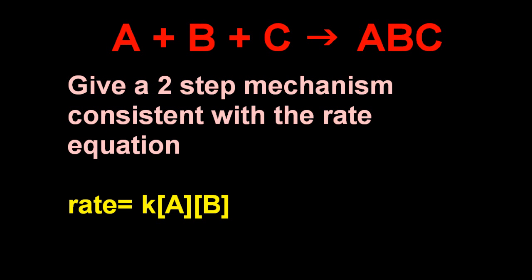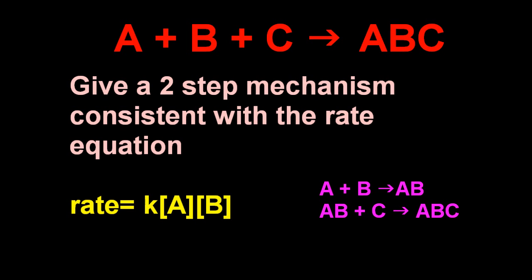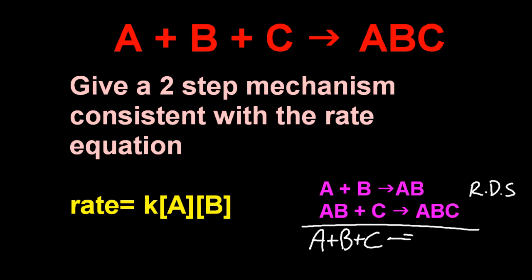And the final one, give a two-step mechanism consistent with the rate equation there. Again, I don't know how to teach this, so just pause it and have a think. Well, there's the answer. If the top one's the rate determining step, the mechanism cancels. Yes, that's correct. So when they ask these evil questions, pull a mechanism out of your ear, it's normally one of those two that you've seen just now.